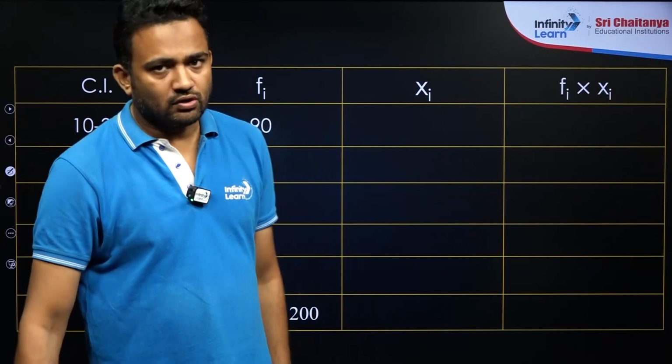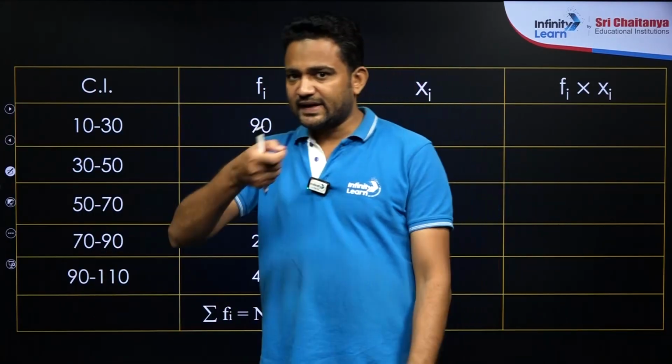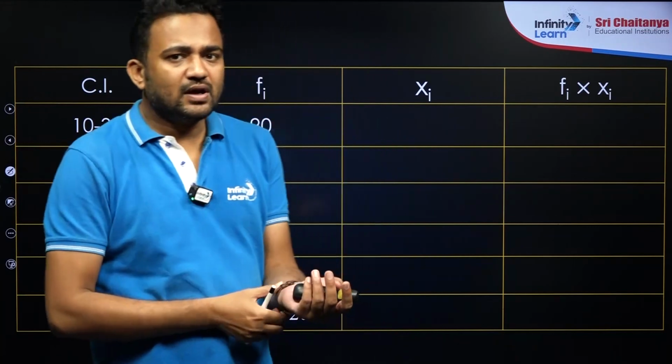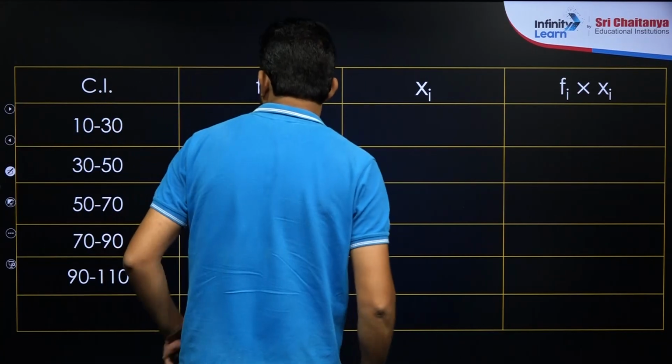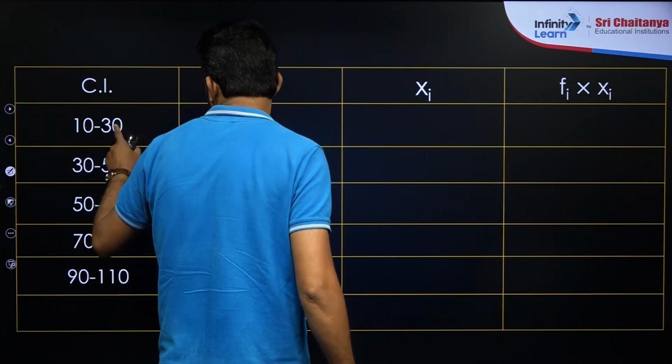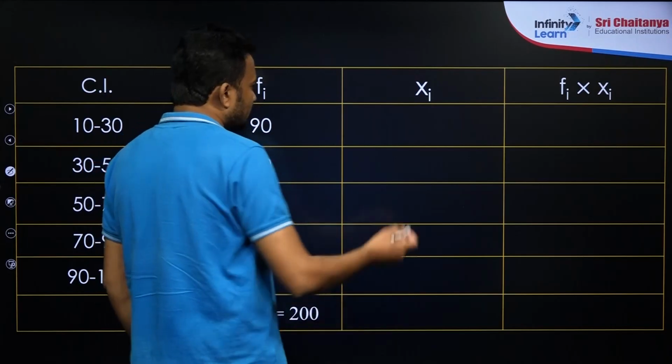I make a chart. This is the class interval, this is the fi. Let us find the xi. How to find the xi? Upper limit plus lower limit divided by 2. Sorry, lower limit is 10, upper limit is 30. So 30 plus 10 is 40, divided by 2 is 20.